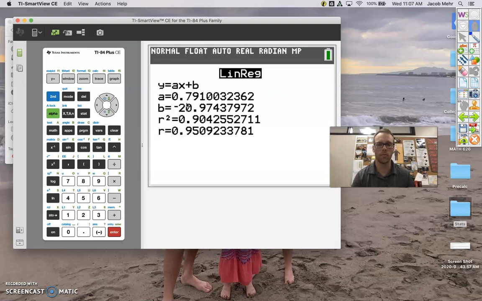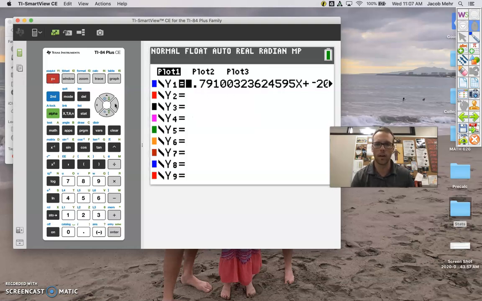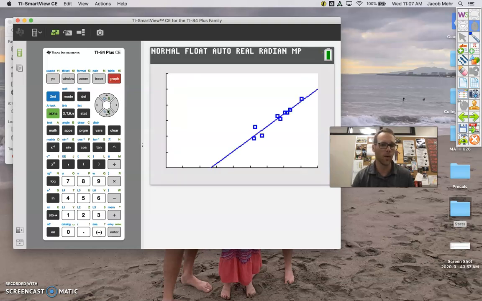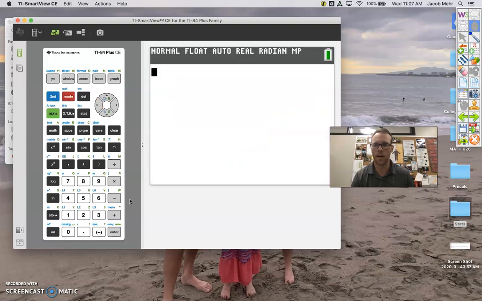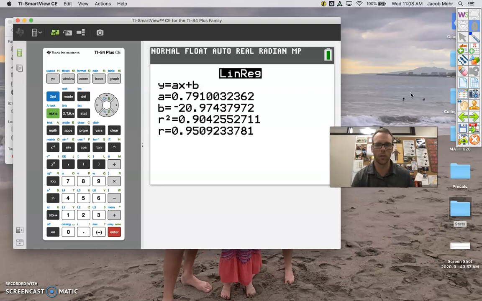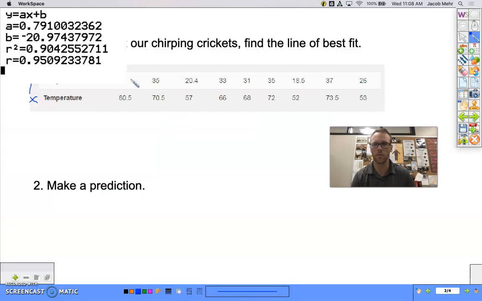So let's hit calculate. Here it is. Now it goes out a long ways in decimals. Here's that correlation coefficient we saw before of 0.95. But we see that the slope is 0.79 and the y-intercept is negative 20.97. If I go to y equals, notice it already put it in there with all those decimals, and I can hit graph and we can see where that line falls. Of course, I lost it now. I'm going to have to do that again. Here we go. Let me just take a picture of this so I can write down the equation.